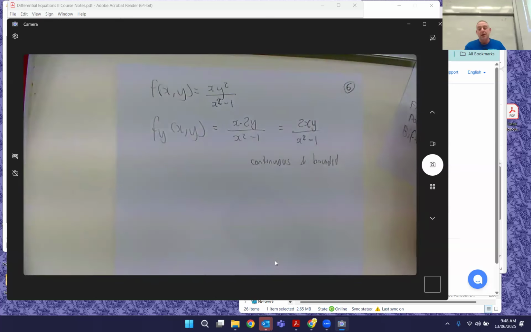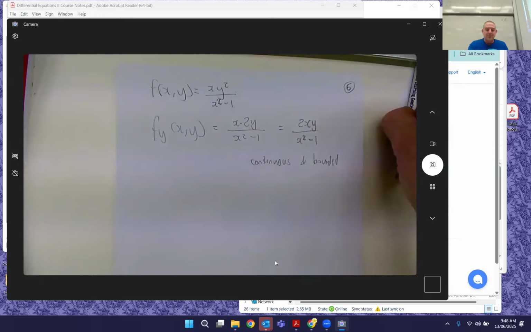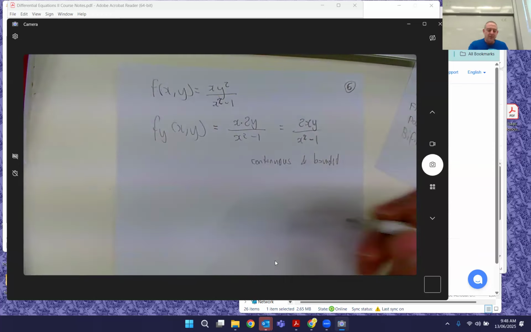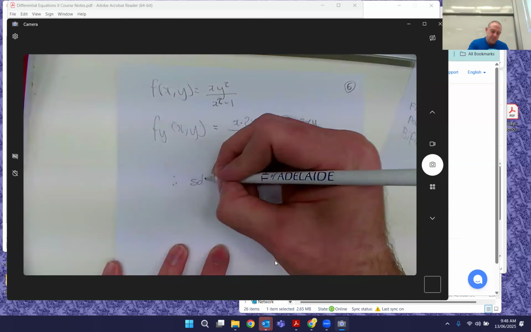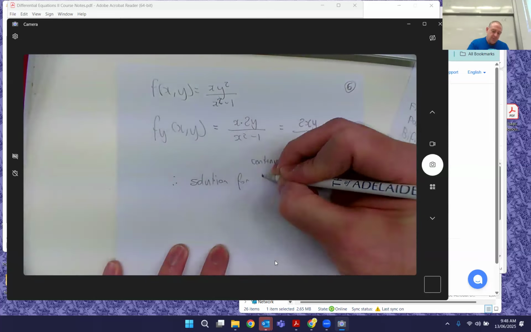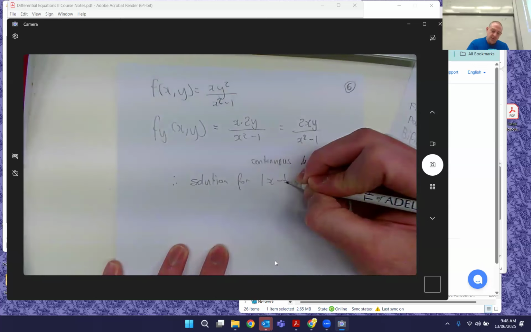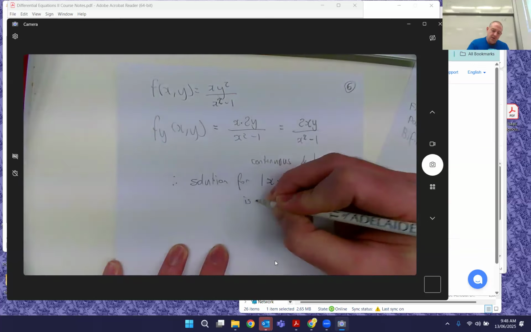Continuous and bounded. Since it doesn't butt up all the way against the one, it's definitely bounded. And the x's and the y's themselves are bounded, so this is going to be bounded too. So that's great. And so therefore, the solution for x minus a half is less than an 8 is unique.